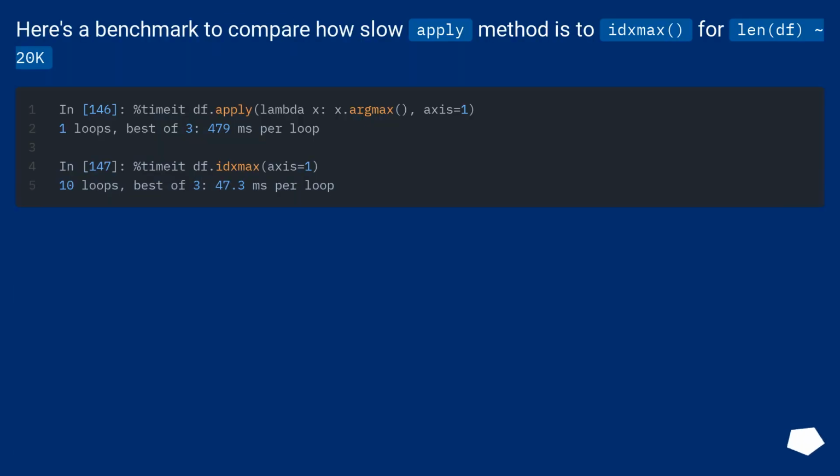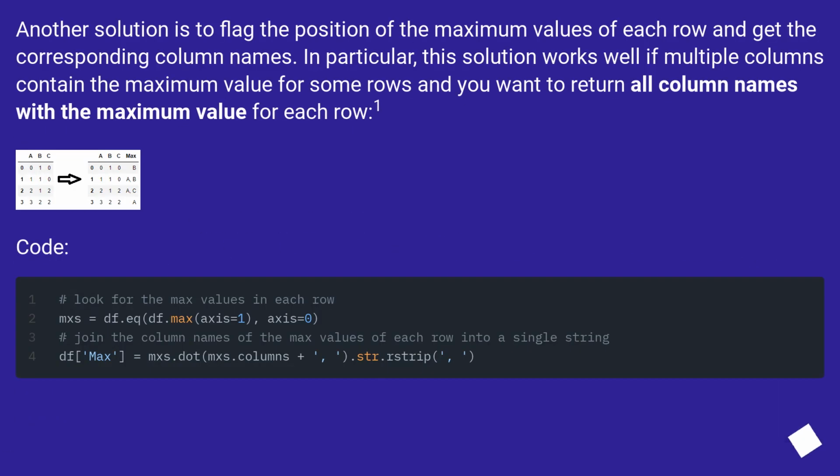Here's a benchmark to compare how slow the apply method is to idxmax for len(df) of 20k. Another solution is to flag the position of the maximum values of each row and get the corresponding column names. In particular, this solution works well if multiple columns contain the maximum value for some rows and you want to return all column names with the maximum value for each row.